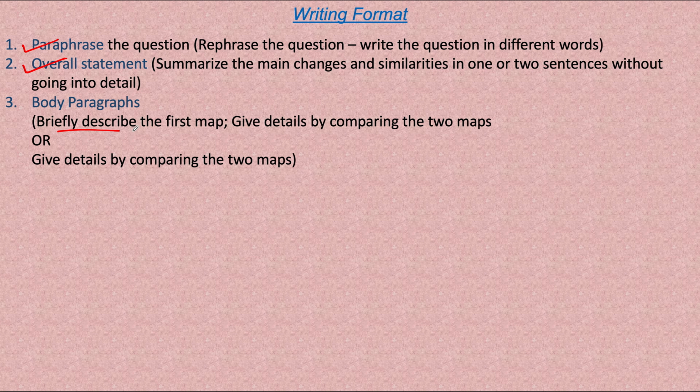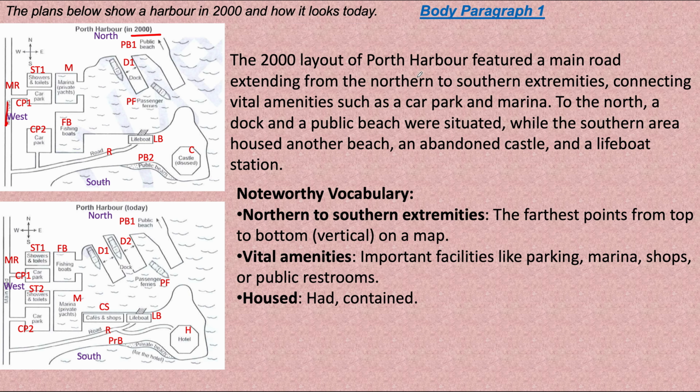First, we will briefly describe the first map. The 2000 layout of Porth Harbour featured a main road extending from northern to southern extremities, connecting vital amenities such as car park and marina. To the north, a dock and a public beach were situated, while the southern area housed another beach, an abandoned castle, and a lifeboat station.